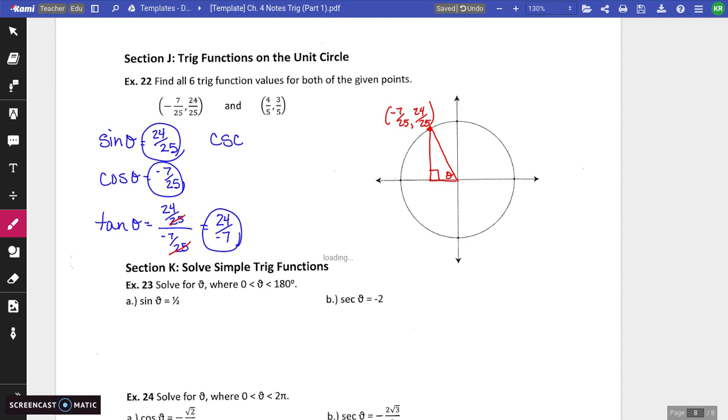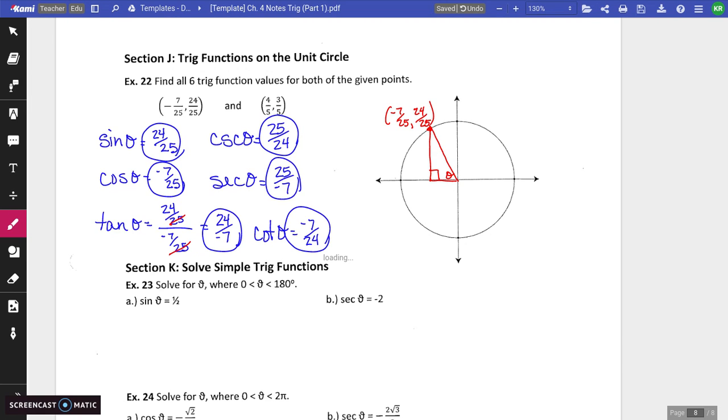Okay, then your 3 reciprocal functions. So cosecant, the reciprocal of 24/25 is going to be 25 over 24. Secant, reciprocal of the cosine, is 25 over negative 7. And cotangent, reciprocal, negative 7 over 24.